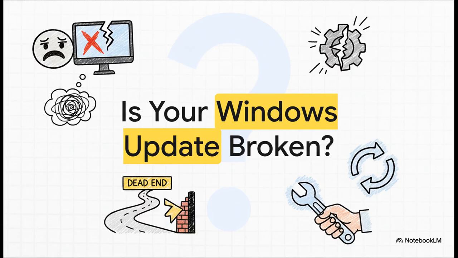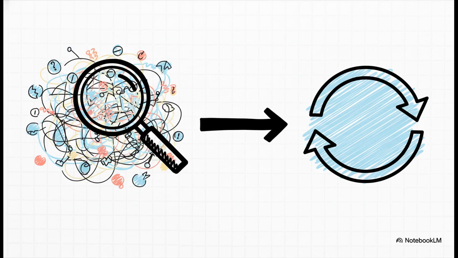But what if I told you there's a kind of universal fix? A method that works for pretty much all of these issues? Well, there is. So let's get started. So here's the core idea, and it's actually really simple. Instead of trying to be some kind of super sleuth and figuring out the exact cause for your specific error code, we're just going to perform a clean reset of the entire Windows Update system. This basically forces Windows to start over completely fresh, bypassing whatever was causing the problem in the first place.